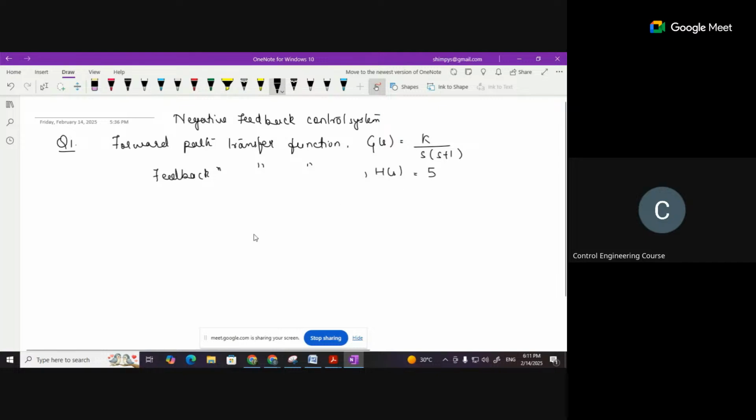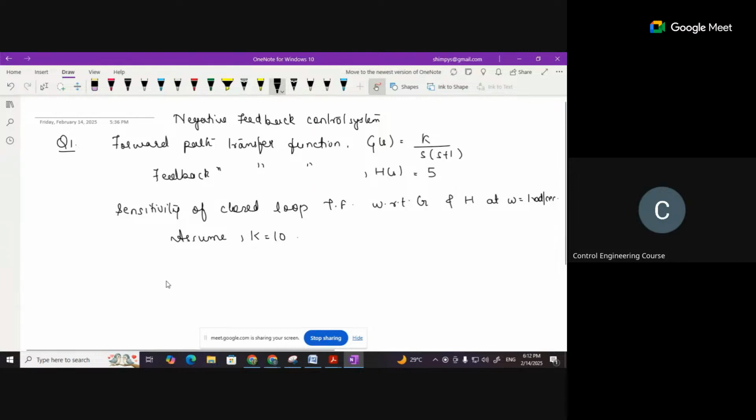Now what we have to do here is find out the sensitivity of the closed loop transfer function with respect to G and H both at omega equal to 1 radian per second. We have to assume the value of K here as K equals 10.